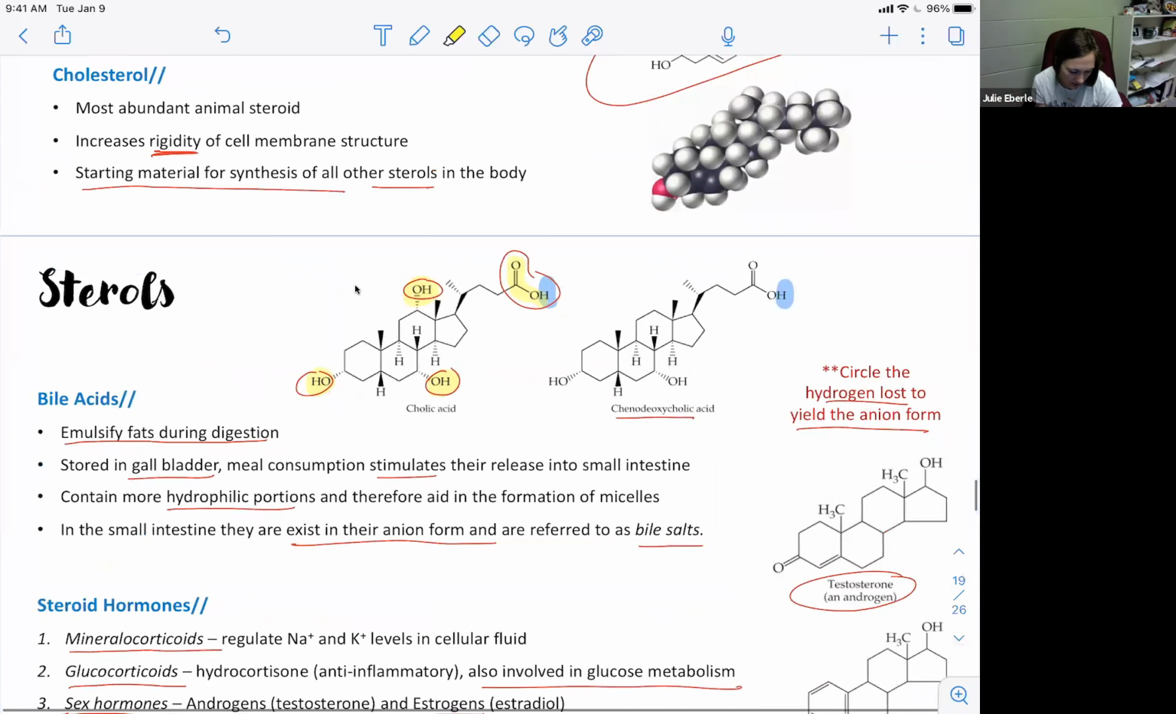Okay. And that's what we said in the small intestine. They exist in their anion form, referred to as bile salts. They contain more hydrophilic portions. They can aid in the formation of micelles. They essentially are emulsifying agents during digestion.